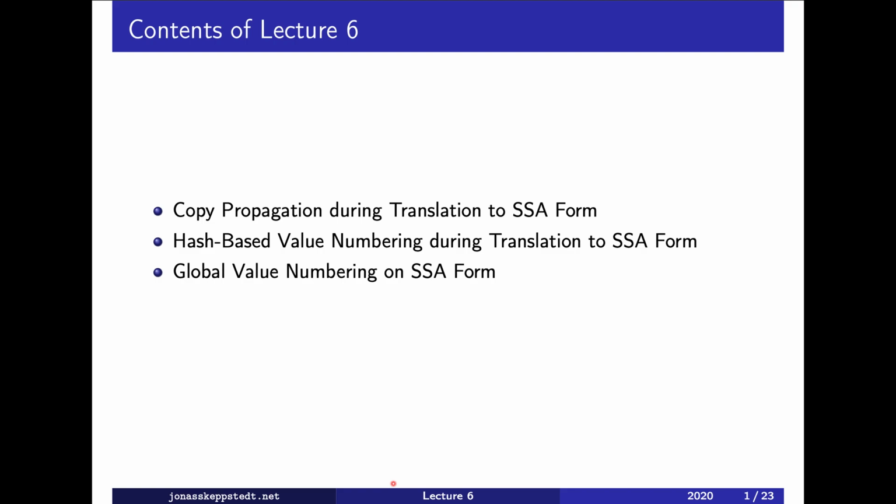In this lecture we will look at two optimizations, namely hash-based value numbering and global value numbering. But we will start with looking at copy propagation during translation to SSA form one more time.